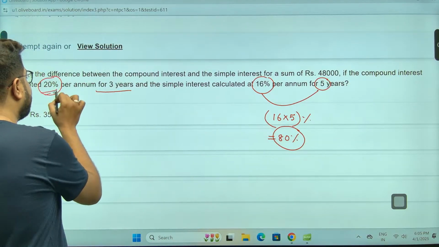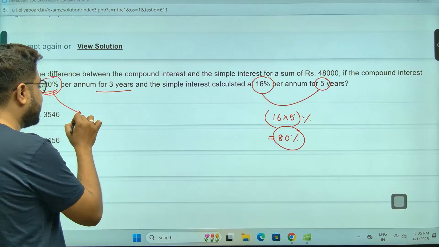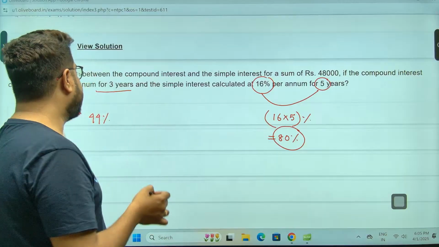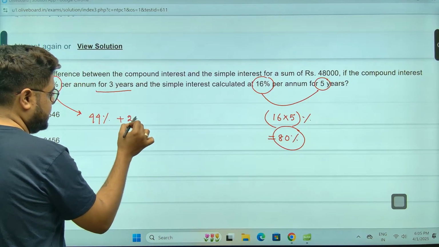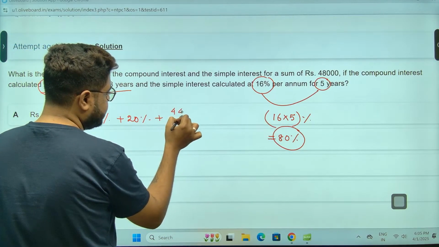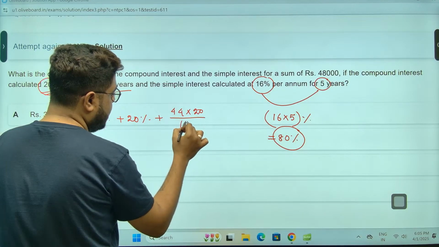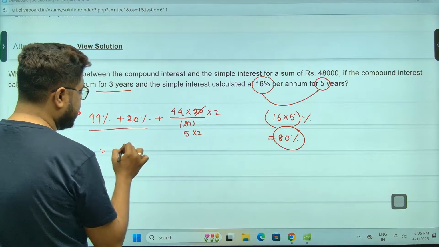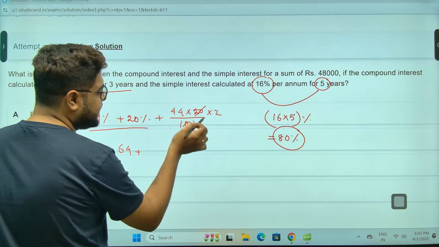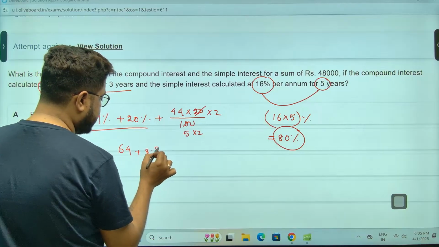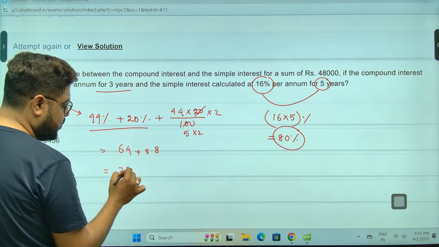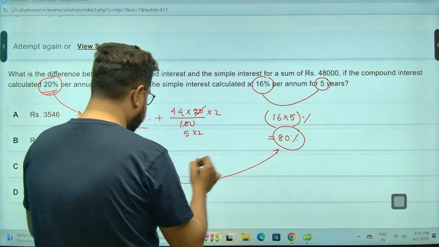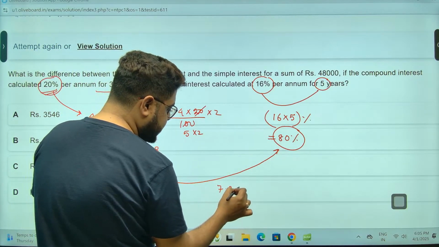So 20% and 20% for 2 years, we all know. If I use the AB theorem once, it comes out to be 44%. If you are a serious candidate, you should know this. For the third time 20%, this is 5 into 2 into 2. So 44 and 20 gives 64, plus 8.8, that is 72.8. So the difference is 80 and 72.8, that is 7.2%. That is the difference.